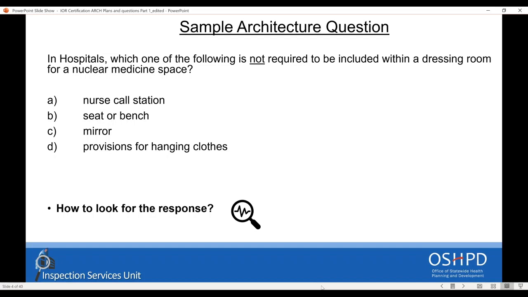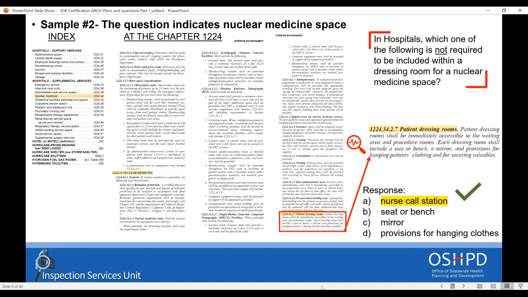But how are we going to look for the response? In the code, there is the index. And in the index, what you can look for is nuclear medicine, since the question is for nuclear medicine space. In the nuclear medicine section, 1224.34, you need to go through it, of course, and see what is identified for patient dressing rooms.